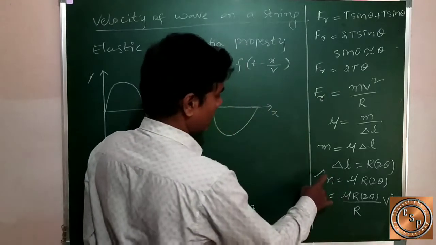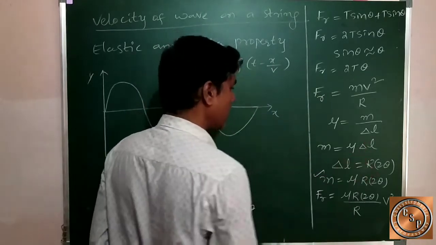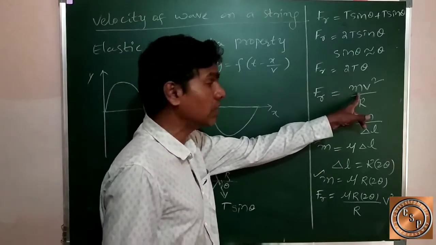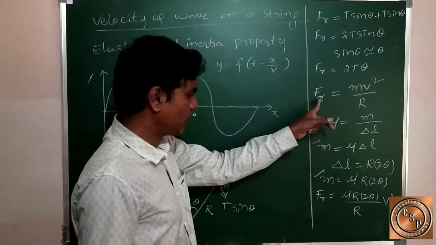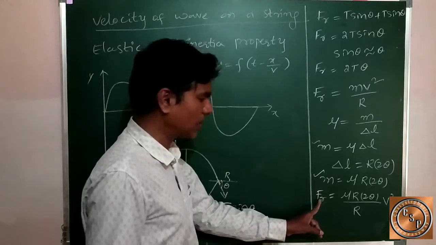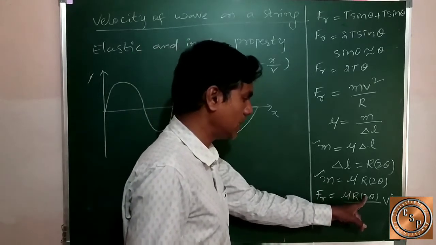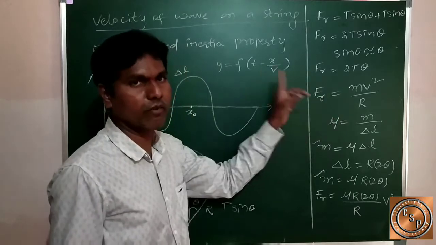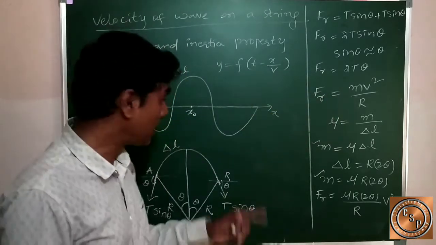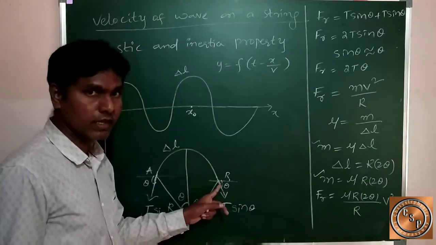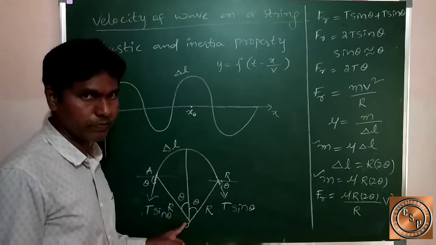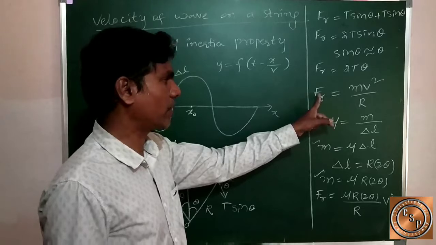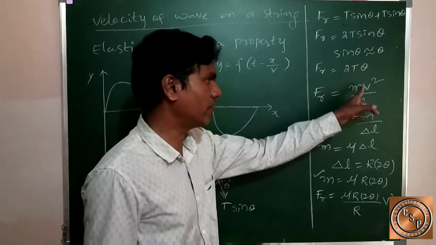Both small m we substituted in the place of delta L. After that, the small m is substituted in the place of small m here. So finally the resultant force is given by Fr equal to mu r into 2 theta v square by r. This formula is taken from centripetal force, because here the resultant force is directed towards downward, no? So that's why the resultant force is taken from centripetal force, Fr equal to mv square by r.